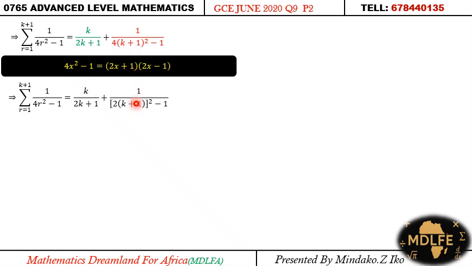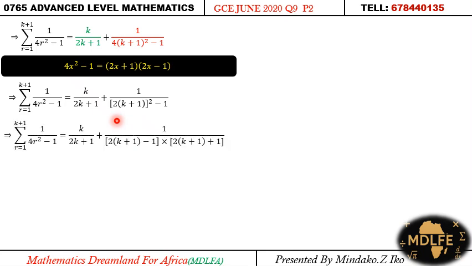Now, as from here, we can actually express it as a difference of 2 squared clearly. Okay, so that is it. So at the end of the day, we have this. Yeah, so that is it. All right.